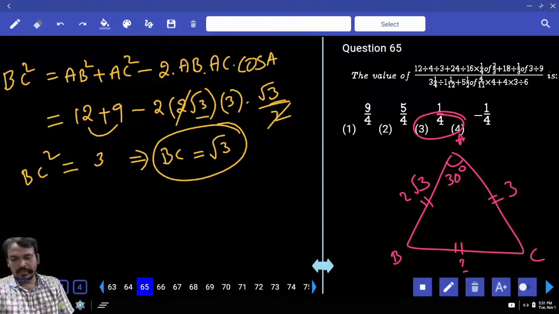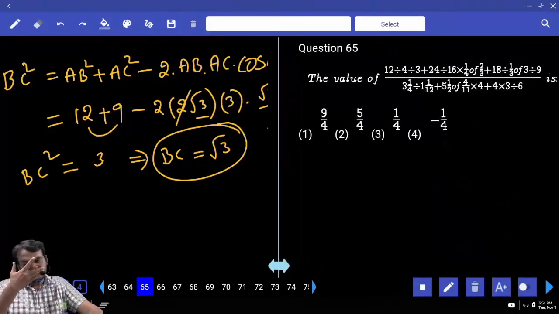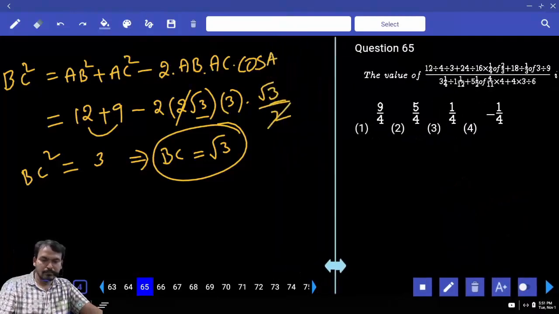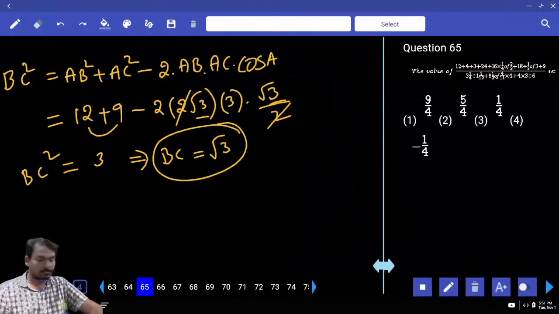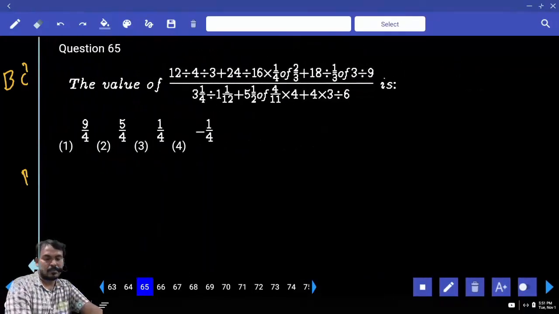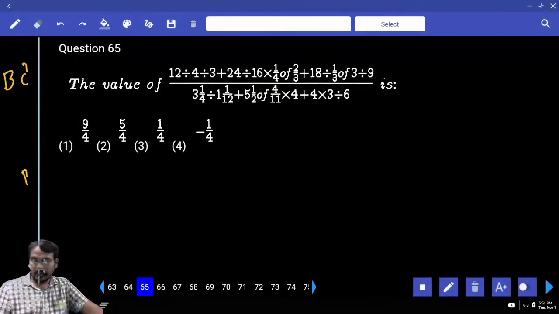Next question number 65. What is the first priority? 12 by 4 divided by 3. First one is the numerator, remaining two are the denominator product or not? 4 into 3 how much? 12. 12 gets cancelled or not? That is 1 or not?